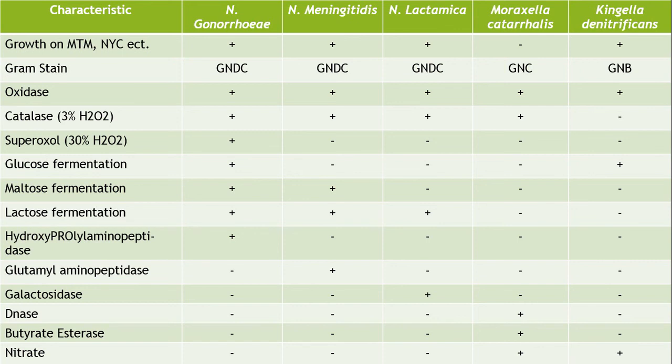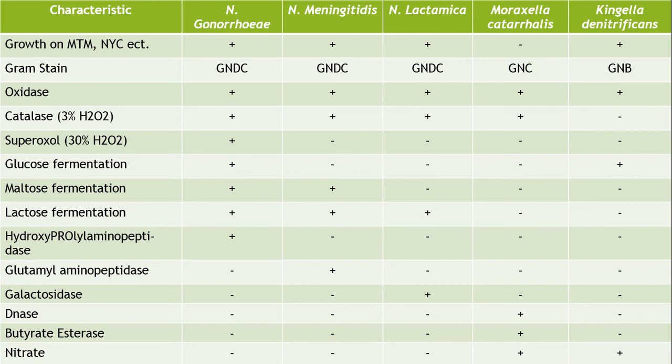Kingella, I just included so you can kind of see the difference. It's gram-negative bacilli, so your gram stain will help rule it out. If you do a nitrate, that might help rule it out. Let's see, superoxol. That's your 30% hydrogen peroxide. It's like your super catalase test. Only gonorrhea is positive. So that's a quick and easy way to recognize it.